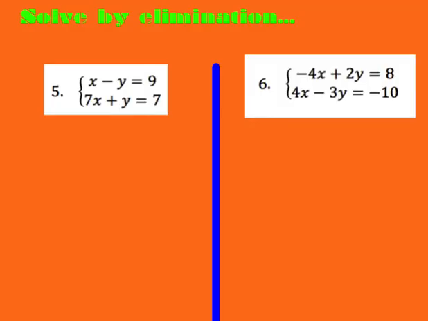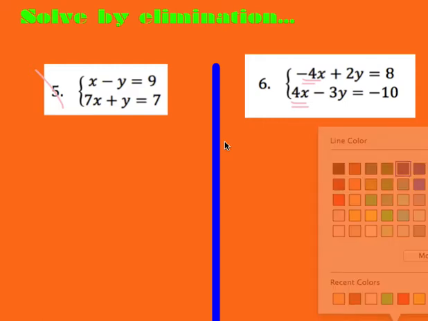Okay, moving forward, let's take a look at some more of these. Again, we want to make sure we have the same coefficient with an opposite sign. I'm going to have you skip number 5 because it's the exact same as number 4. Let's take a look at number 6. For number 6, I notice that you have positive 4x and negative 4x. So it's the same coefficient, opposite signs. That means we can go ahead and add down the columns.